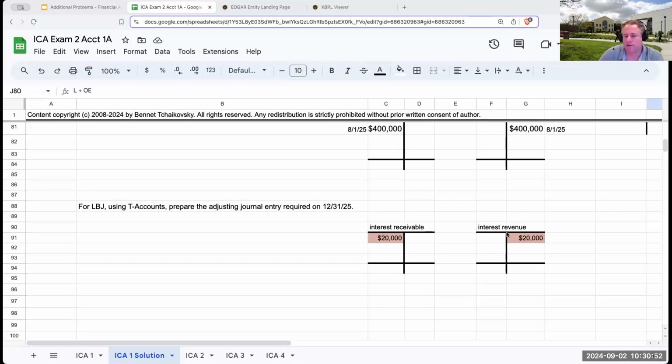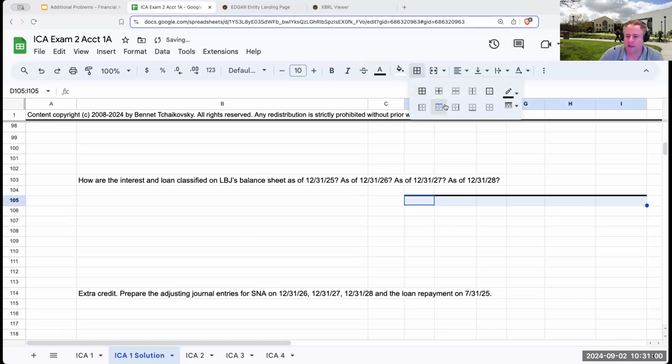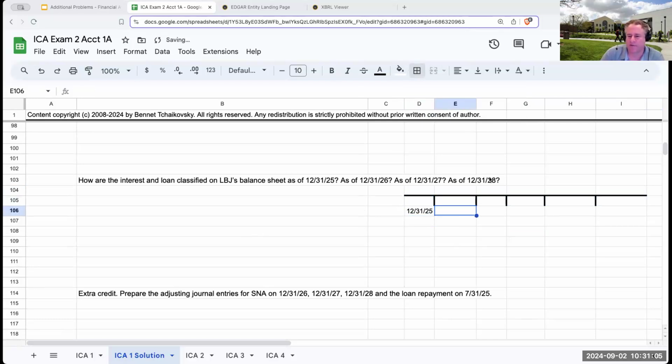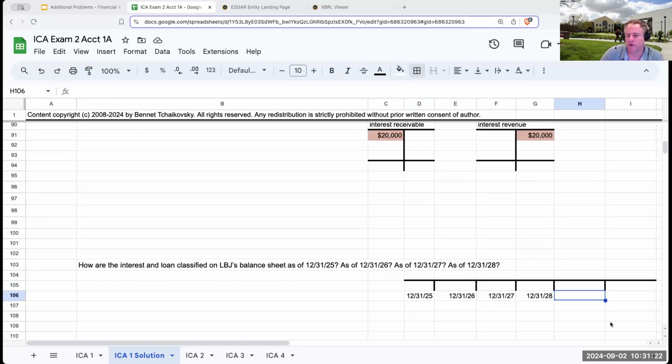So when I look at this question, how are these going to be classified on the balance sheet? We've got 12/31/25, we've got 12/31/26, 12/31/28, and then the loan will be paid back on 7/31/29. Okay, so the loan is due here.